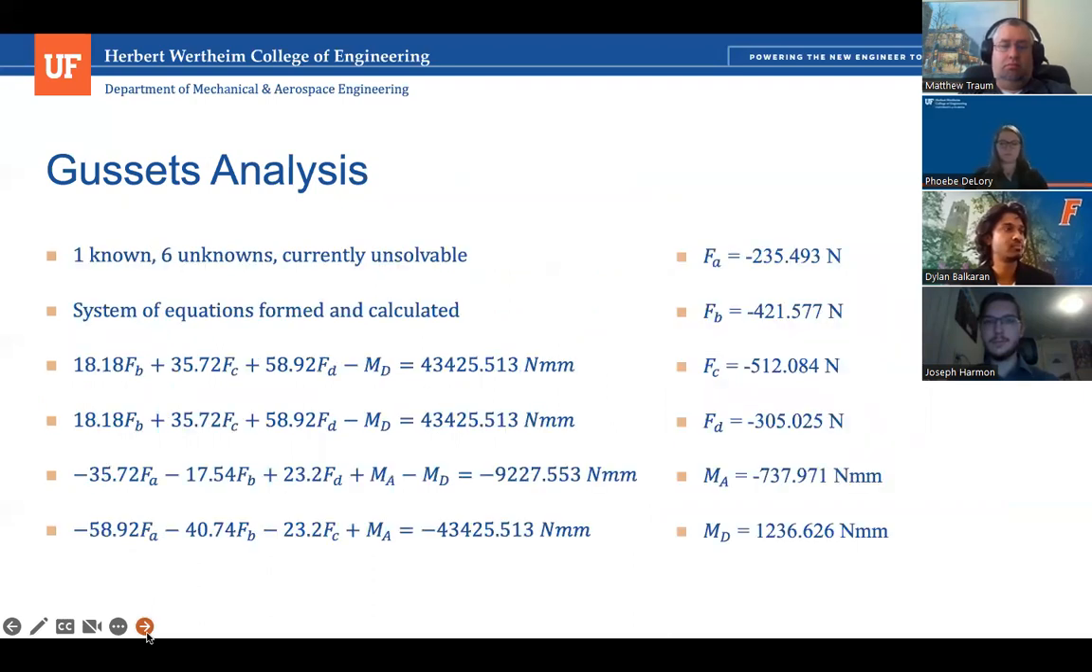Naturally, the current diagram has only 1 known, which is the distributed load, and 6 unknowns, the 2 moments and the 4 reaction forces. So at the moment, it is statically indeterminate. However, in order to combat this, we created a system of equations using the sum of moment equation about each reaction point, A through D. And using this system of equations, we were able to determine the forces and moments shown on the right.